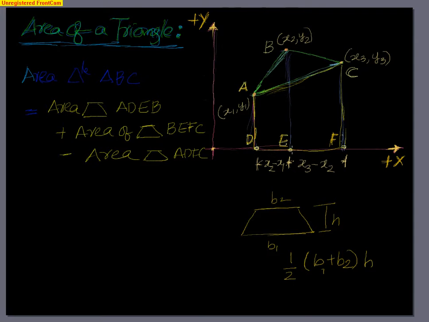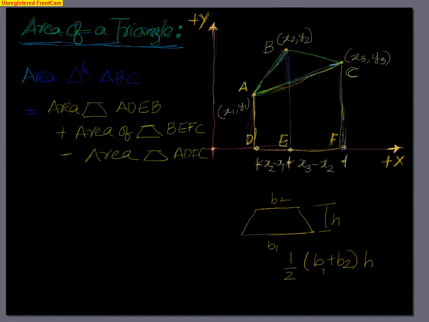Similarly here, BE and FC are the bases and EF is the height. Similarly, look at this ADFC trapezoid also. AD and FC are my bases and the height is DF. Okay. Now let's put the next step to make it more clear to you.